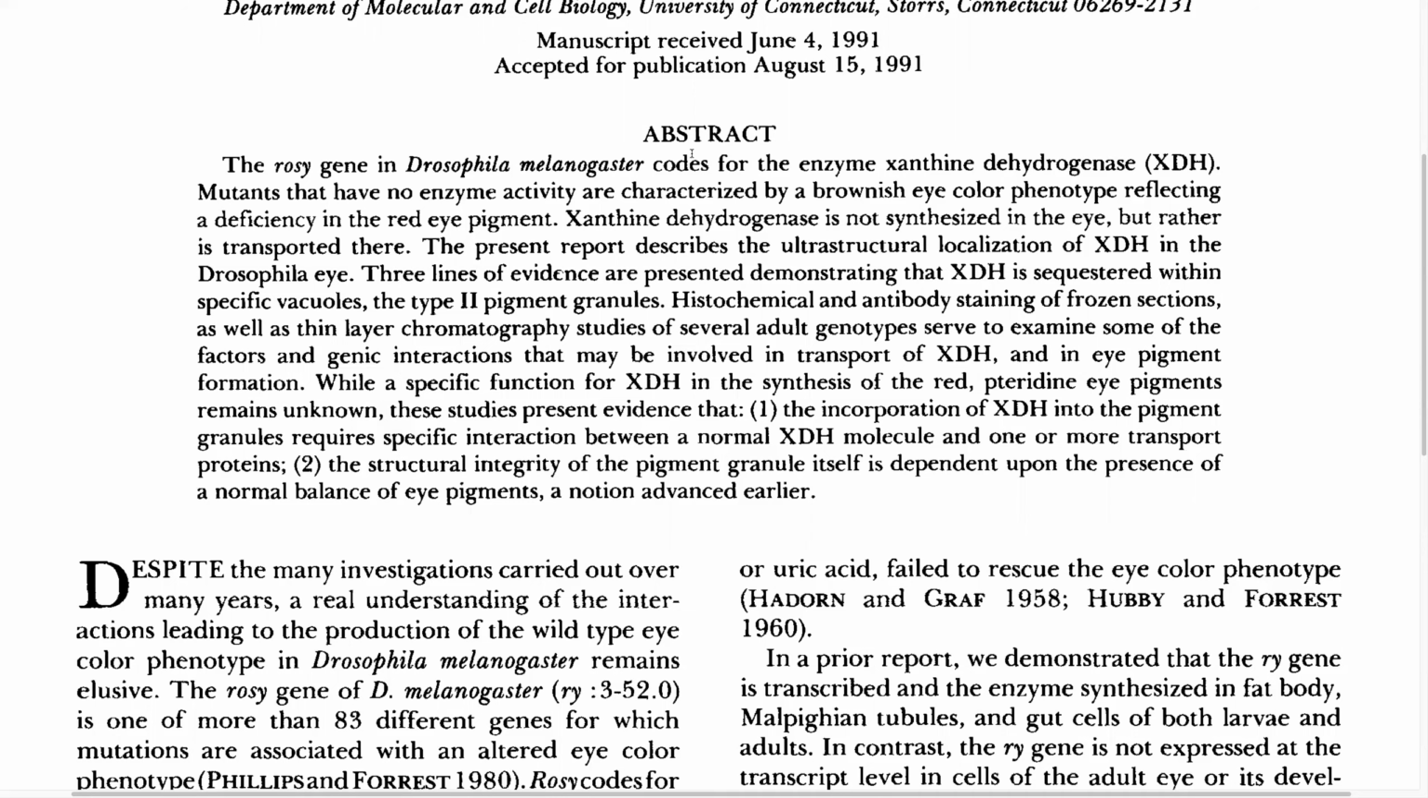The Rosy gene in Drosophila melanogaster codes for the enzyme xanthine dehydrogenase. All right, so if you didn't know that already, that's pretty helpful. So we have a name for the enzyme that results from the Rosy gene. Enzymes often get names that are informative about their functions, so it probably does something related to xanthine dehydrogenase.